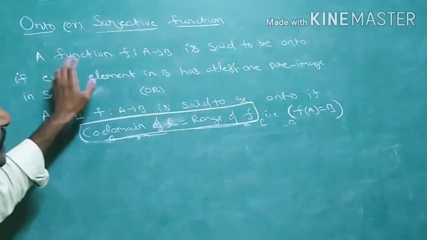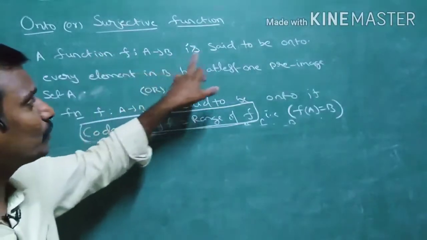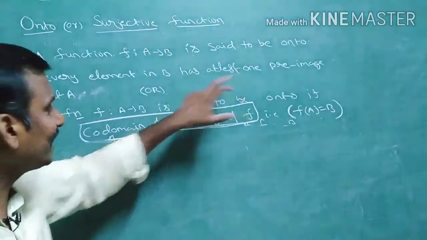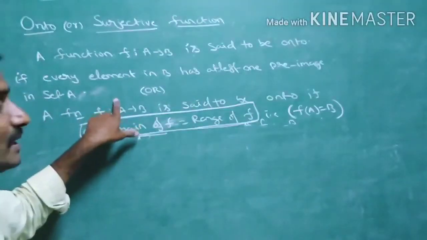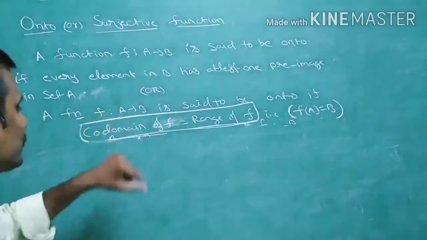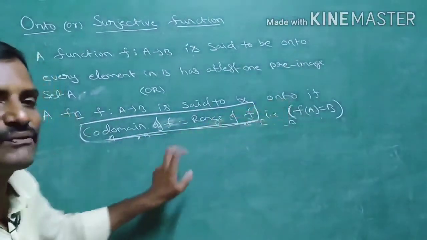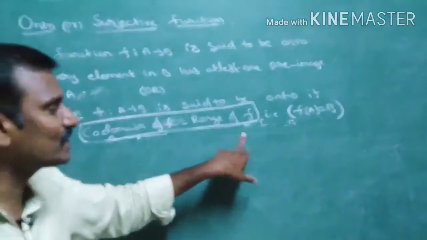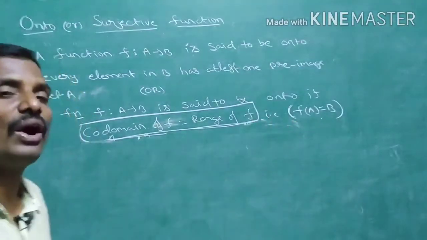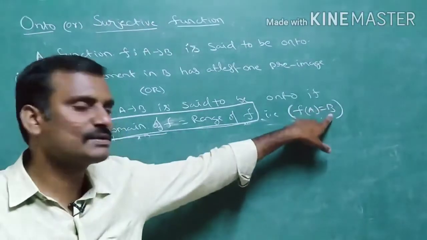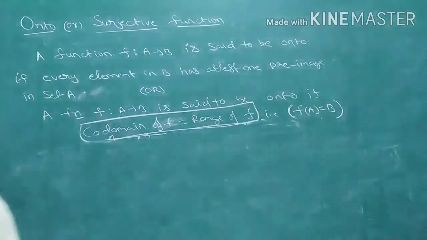This is the definition for one-one and onto. So what is the onto definition? A function f from A to B is said to be onto if every element in set B has at least one pre-image in set A. That is called an onto function. Or a function f from A to B is said to be onto if the codomain of f is equal to the range of f. That is also called an onto function. This is the range of f, and this is the codomain. Okay, this is the onto definition.